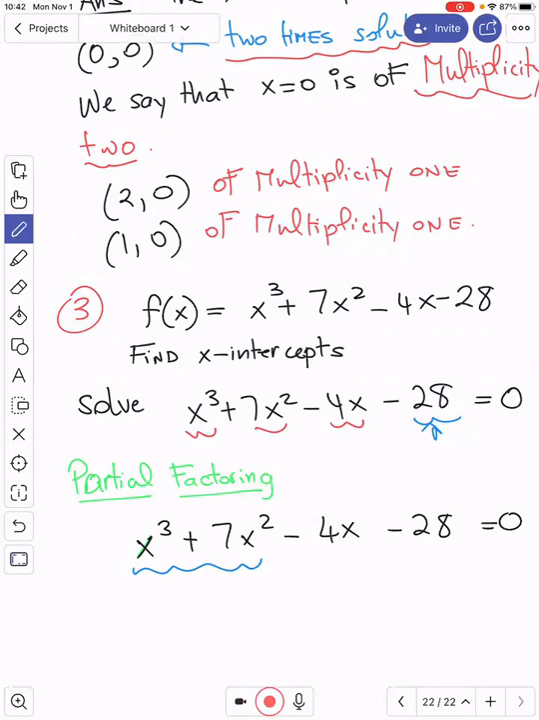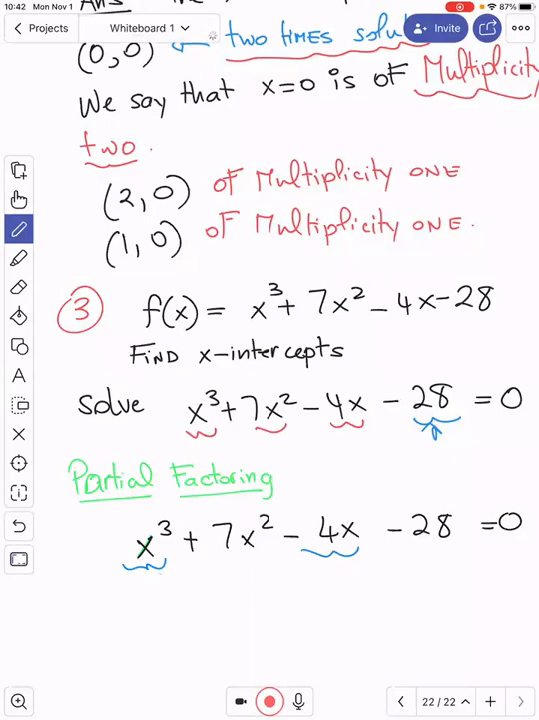You can take different terms, guys. You don't have to take the first and the second. Instead of x cubed plus 7x squared, I can try, for example, x cubed and the 4x. It doesn't have to be the first and the second. It can be the first and the third. You can take the first and the last, etc.